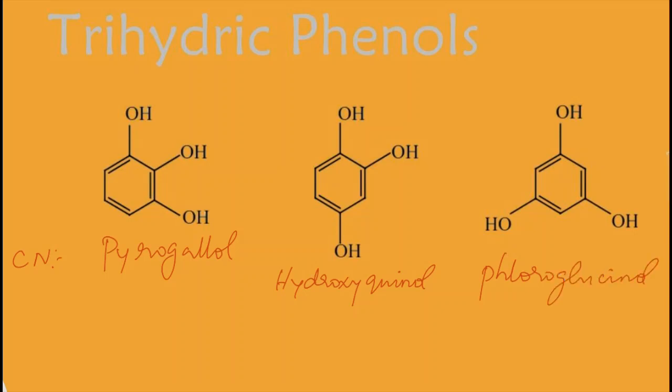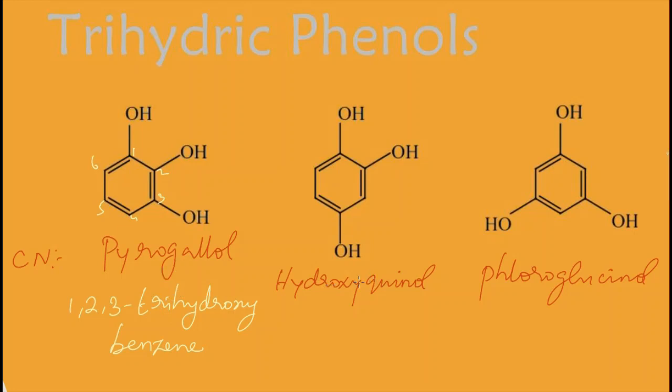Let's give the IUPAC names for these compounds. The first one: 1, 2, 3, 4, 5, 6. The OH groups are attached in the first carbon, second carbon and third carbon. So 1, 2, 3. Three OH groups are attached, so trihydroxy benzene. 1, 2, 3 trihydroxy benzene is the IUPAC name for pyrogallol.